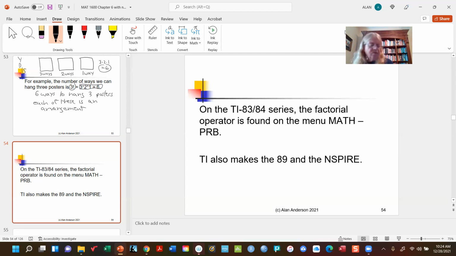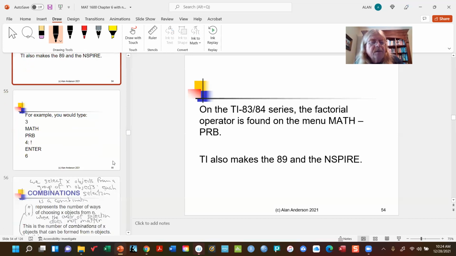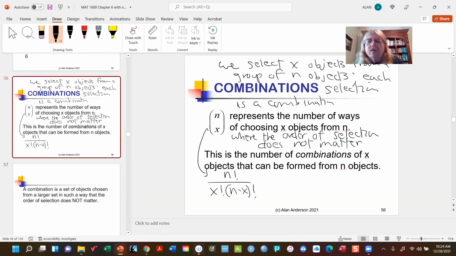Anyway, you don't want to do these by hand, by the way, unless they're very small numbers. Sometimes it works to do things by hand, but often it does not, because it's just too time consuming. Very good.